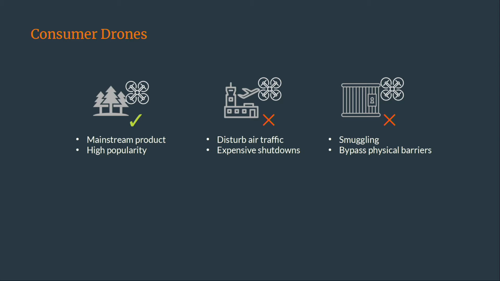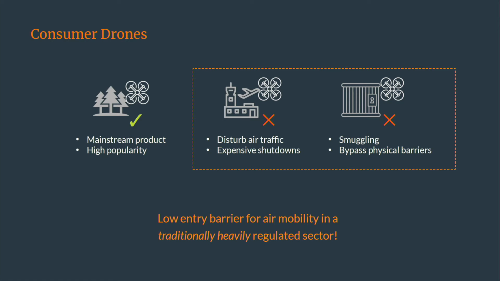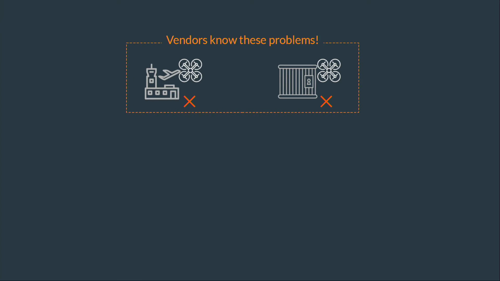Furthermore, you can also fly near prisons and bypass physical barriers to drop weapons or drugs into the prisons, for example. So this high popularity of consumer drones set a low entry barrier for air mobility in a traditionally heavily regulated sector. But the vendors know these problems, so they apply different countermeasures on their drones.